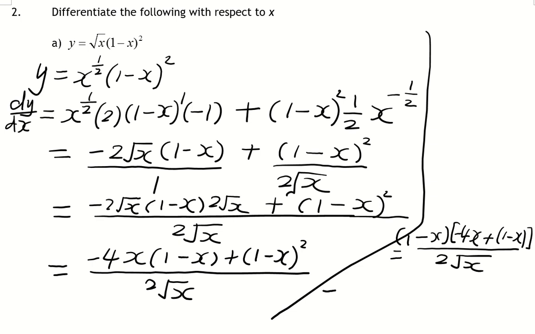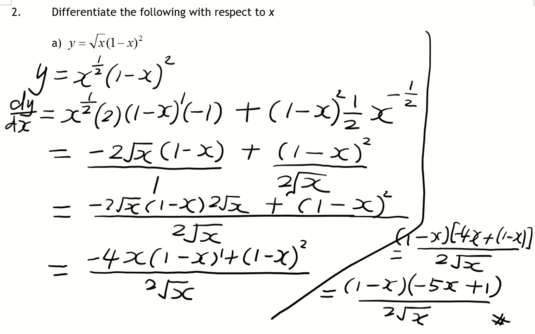Okay, so let me repeat. How do I simplify? I take out this common factor, 1 minus x, taking the smaller power, which is power 1. So the first term is left with minus 4x, plus the second term, you still have one more, 1 minus x. Continuing with simplifying the numerator, you would have minus 4x minus x, minus 5x plus 1, and the denominator, 2 root x, remains. So you have found your dy/dx.